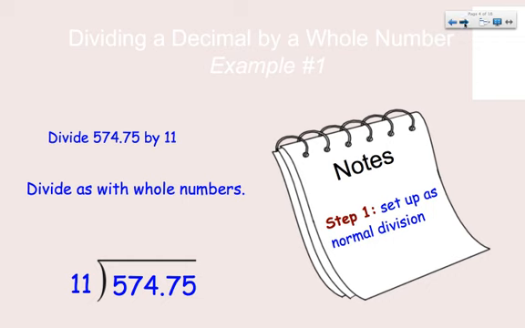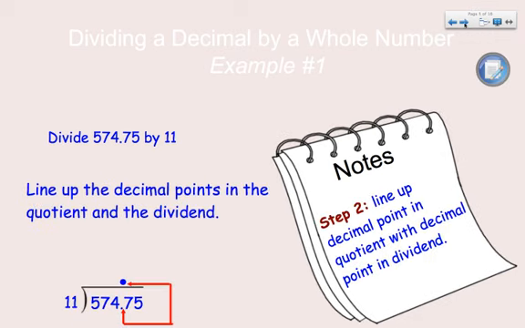That's your first step. The next step is to line up the decimal point in the quotient with the decimal point in the dividend. All we do here is just take the decimal point that's in your dividend and move it up into your quotient. So we move from here up to here, and we leave it there. That's going to remain there as part of our answer.